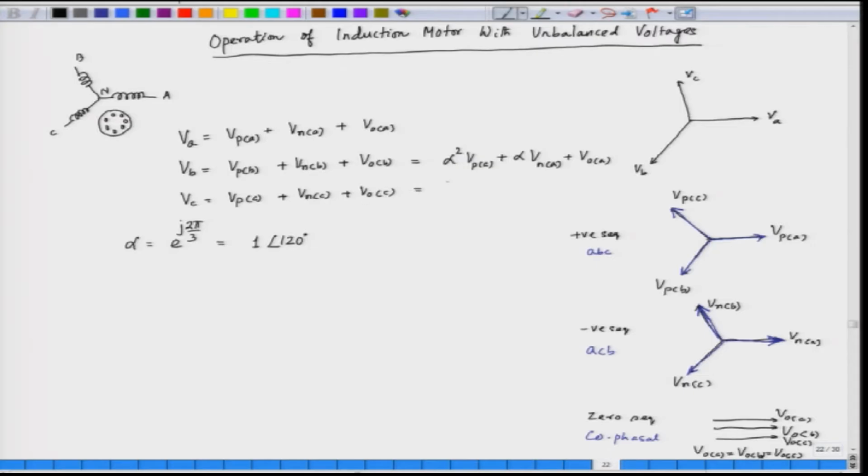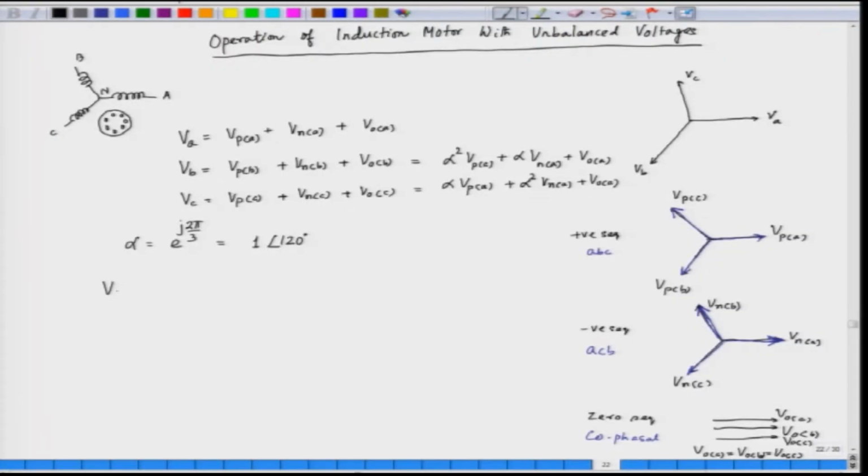Now, the third equation in this case is alpha V P A, that is for V C, plus alpha square into V N A plus V 0 A. So, from these equations we can ultimately find the sequence components V P A, V N A and V 0 A. So, from the set of three equations that we wrote here, we can readjust the equations and ultimately get the values of the individual sequence components. So, this is equal to 1/3.